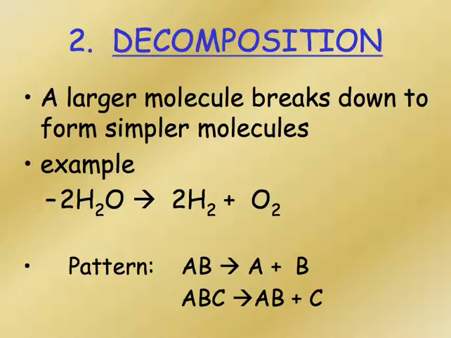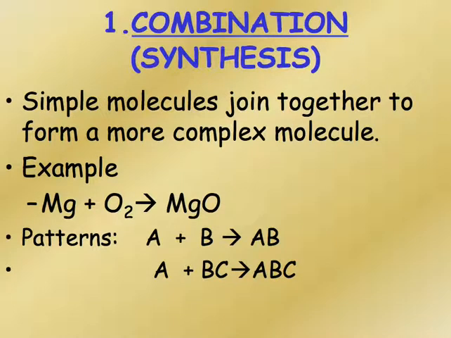So that pattern would be the opposite, where we have AB, one compound, breaking down to two individual elements, or we have compound ABC breaking down to a compound plus an element. So one of the things to keep in mind, so let's go back here. In combination reactions, you always have one product.